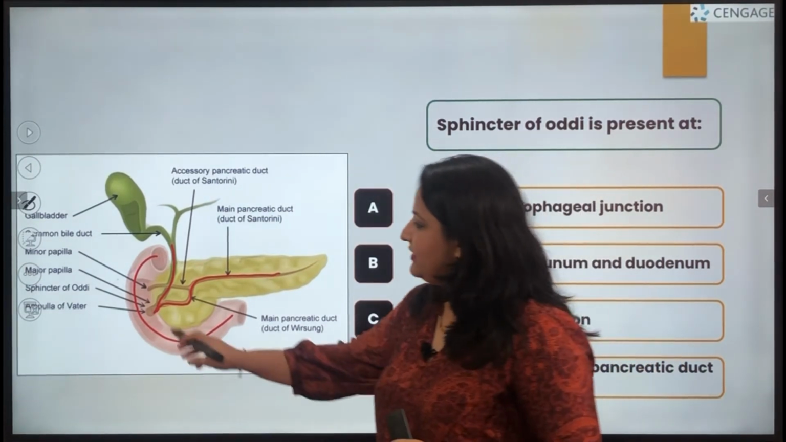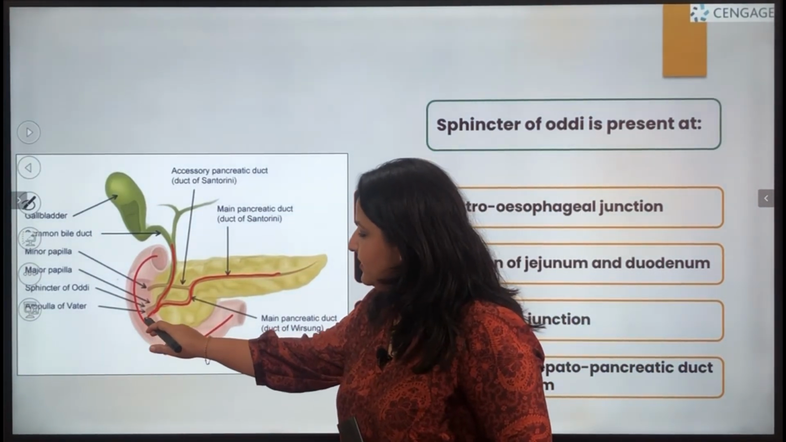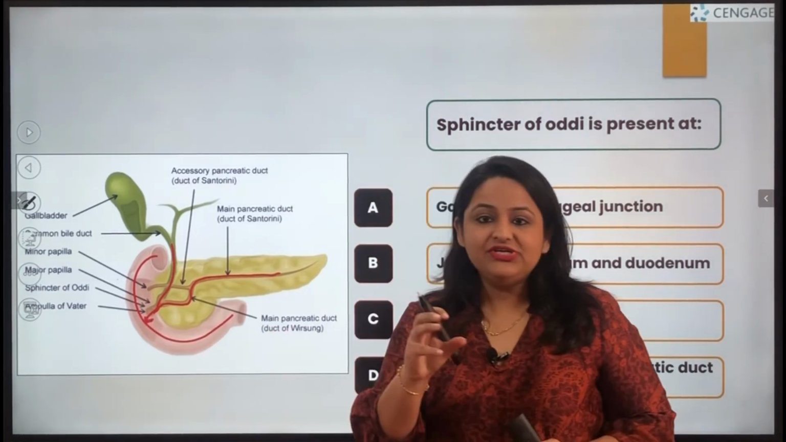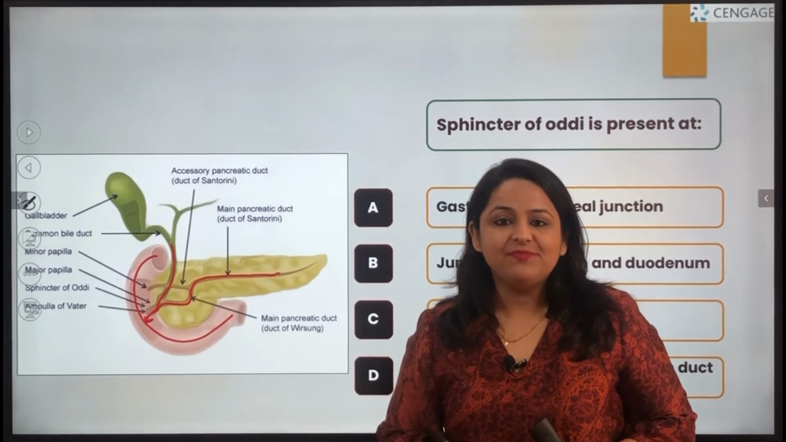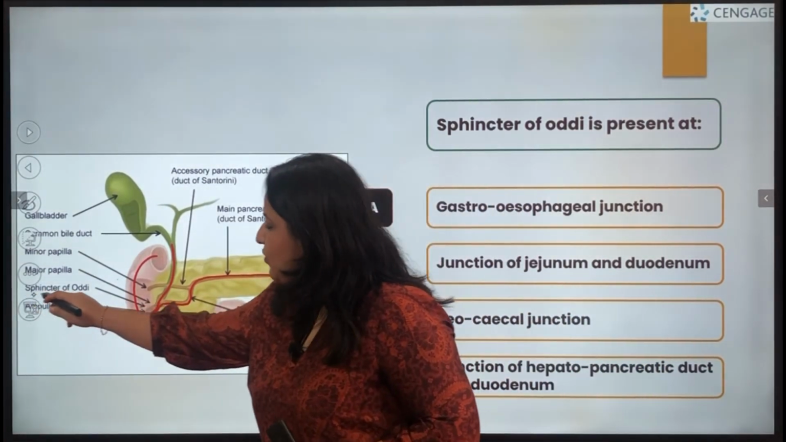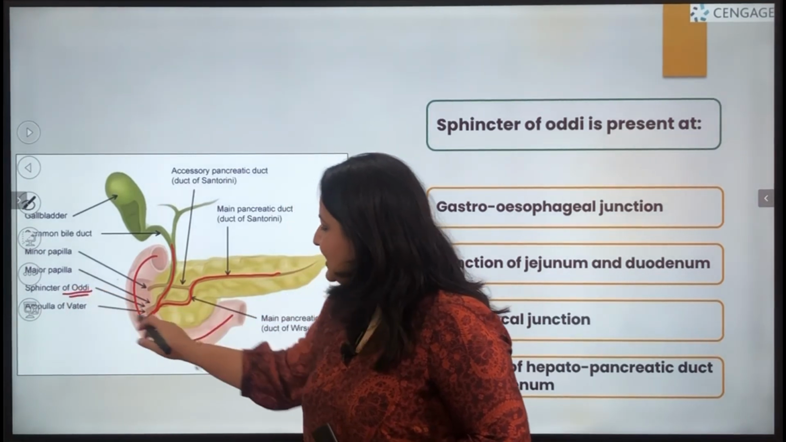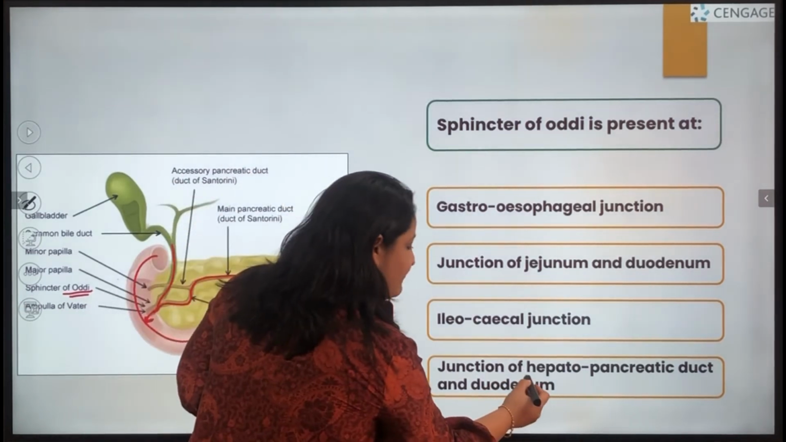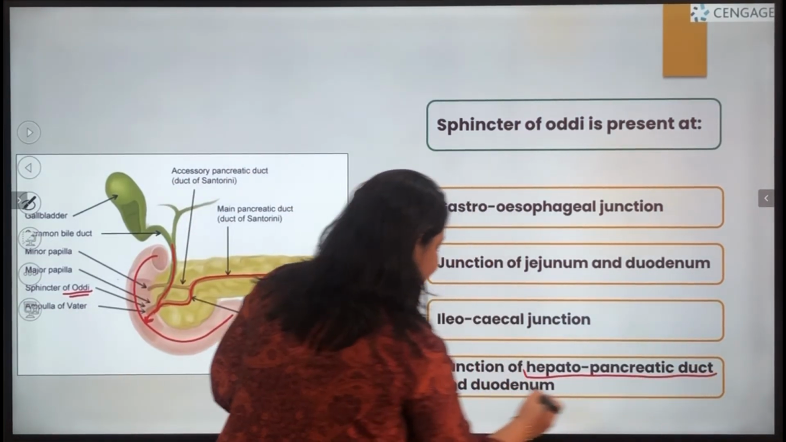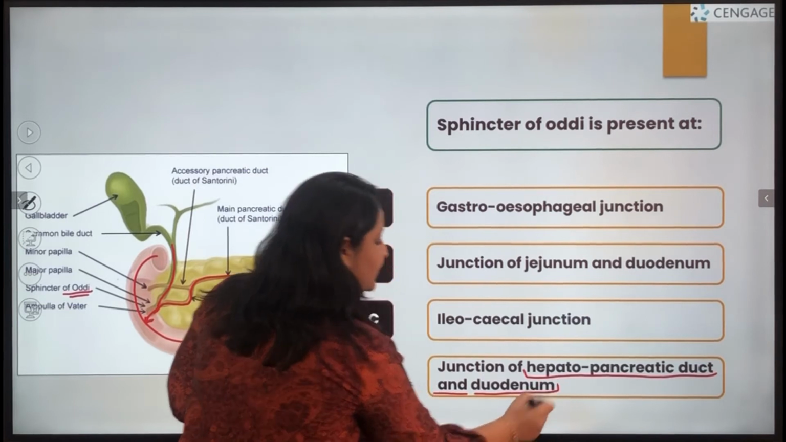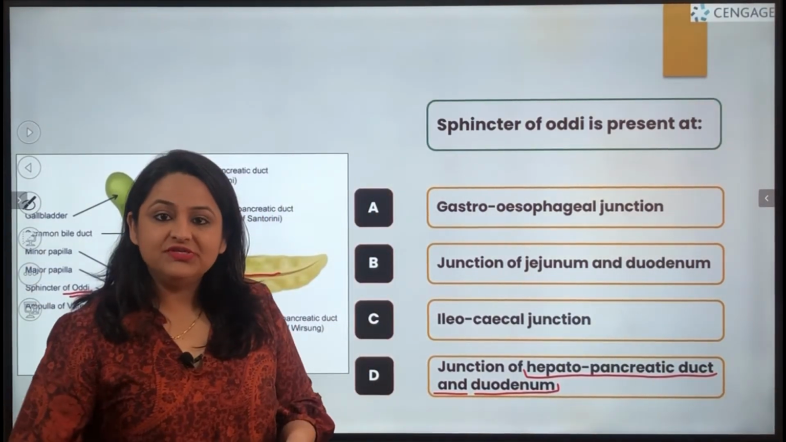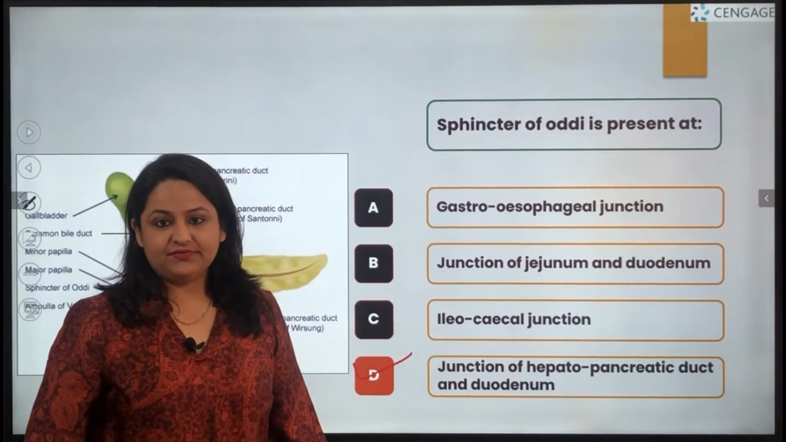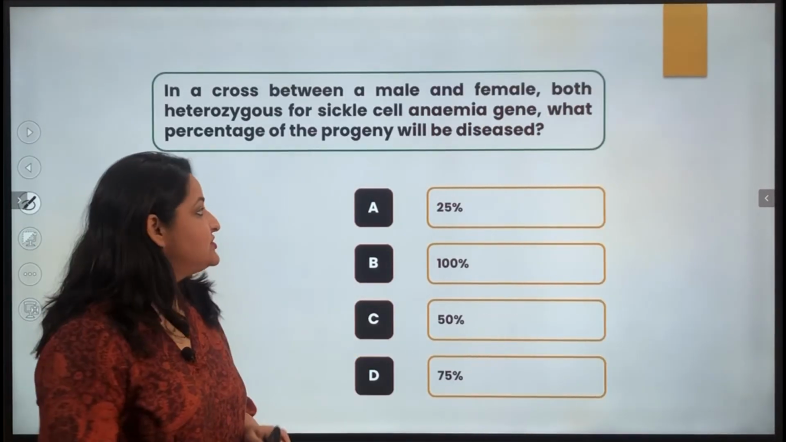This hepatopancreatic duct opens into the duodenum through the ampulla of Vater, and the regulation of this opening is done by a sphincter that is known as the sphincter of Oddi. So we can say that the sphincter of Oddi is present at the junction of the hepatopancreatic duct and the duodenum. So out of all the options, answer D holds true for this particular question. Now let's come to the next question.